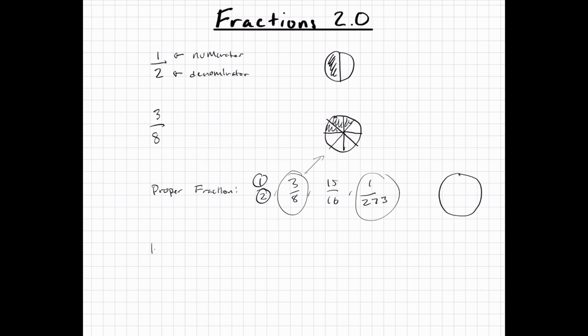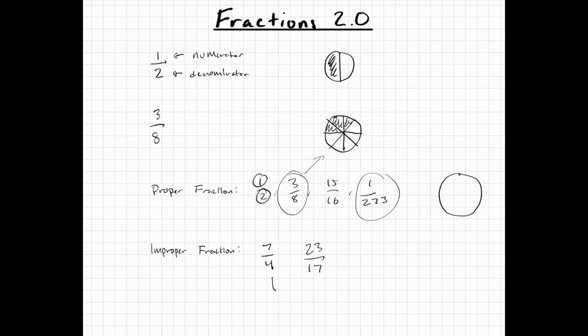Now, what do we mean by an improper fraction? Well, an improper fraction is the opposite of that. It's a fraction where the numerator is larger than the denominator. For example, 7/4 or 23/17. This is an improper fraction because it's more than just one pizza. It's more than just one whole.